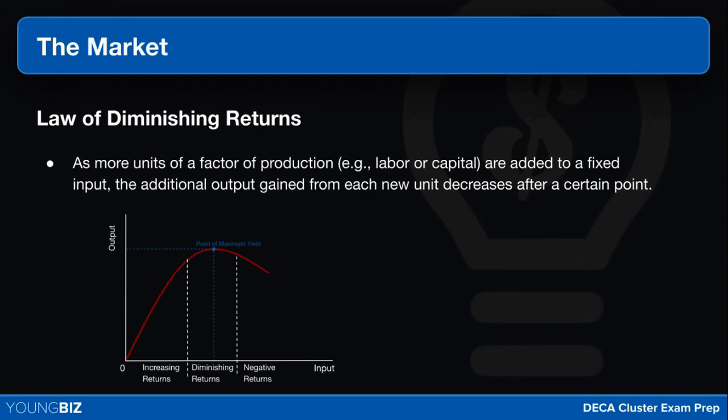This is the law of diminishing returns. When you add more helpers, like friends, but you only have one cake, which is a fixed resource, the extra cake everyone gets smaller and smaller. And at some point, adding more friends just doesn't help much because there just isn't enough cake to go around, which is where we can see the output decreasing after the maximum yield.